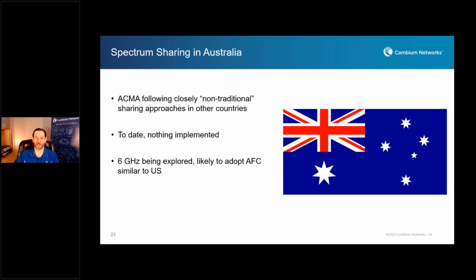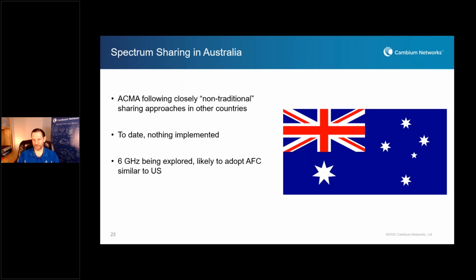Australia. ACMA is the regulatory body in Australia, and they're looking at other countries right now. Nothing is there yet, but they're very likely, I think, to adopt a similar thing for 6 gigahertz as the US has or will. They follow along some of what the US does, but not everything, but they are keeping a close eye on spectrum sharing opportunities. So they're very interested and very closely following what other countries are doing.